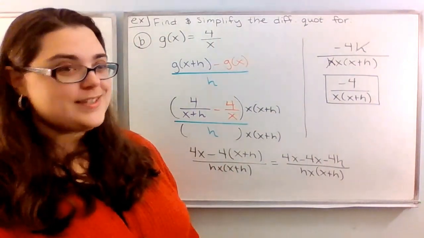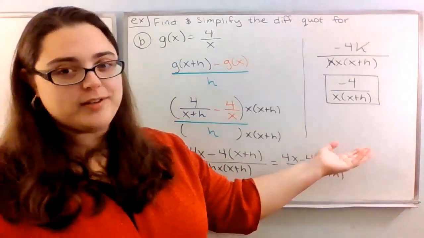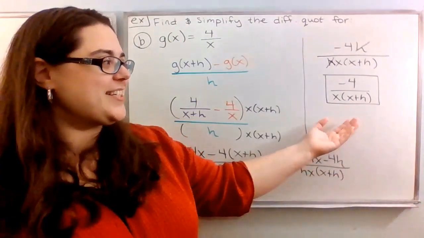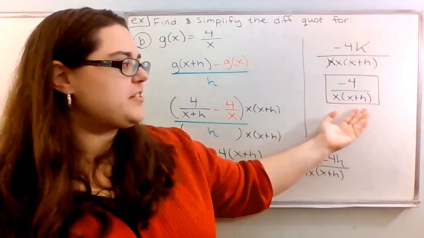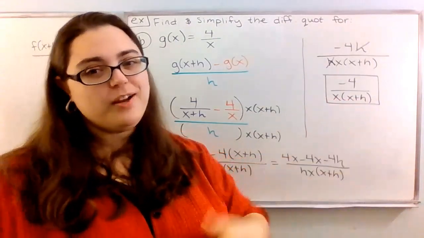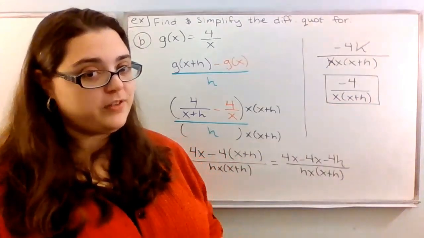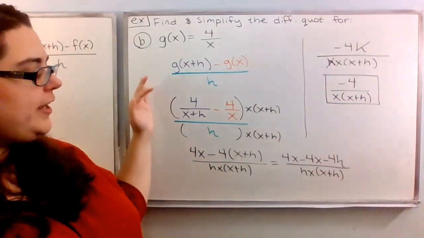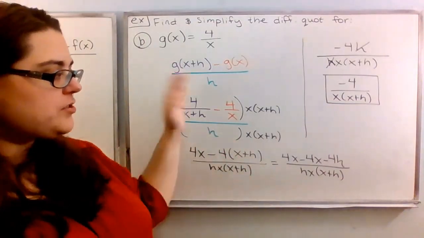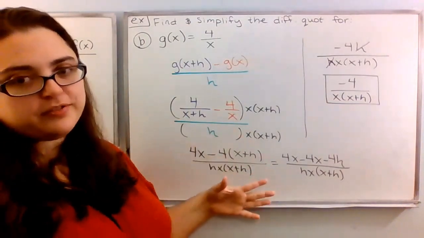Oh boy, right? So very different. We didn't get 1 at the end like we did in the last example. So our answer here has x's and h and numbers. So you can get all kinds of different types of answers with your difference quotient. And you want to take it one step at a time as you go through to simplify.